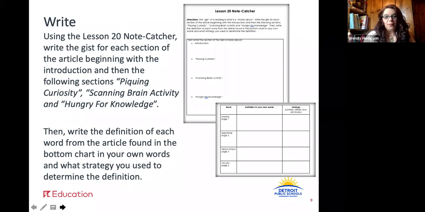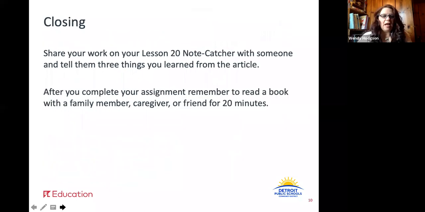So those first 4 pieces of your lesson 20 note catcher are really just those gist statements, and then you could define those 4 words in your own words, or you could use a strategy like a context clue, because some of them actually are answered in the reading. But you could also use your dictionary or Google, or something at the house. So see what you can do with that. And I appreciate all your effort.